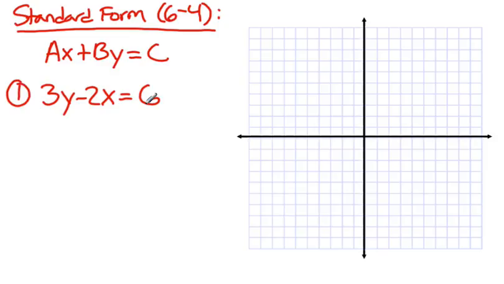And it's graphing using intercepts, meaning we're going to figure out where it crosses the x-axis and where it crosses the y-axis. Well, when it crosses the x-axis, then the y value has to be 0. So what I'm going to do is I'm going to work through this problem and I'm going to put a 0 in place of the y.